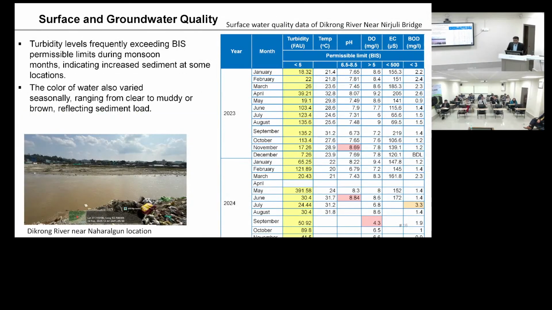So now if we see the surface and groundwater quality, is the table clearly visible? This was surface water data that we received from the State Pollution Control Board, for the Krong River near Nirjuli Bridge. You can see the turbidity levels are very high, even in the months of January and February. I have created a representation as a photo.